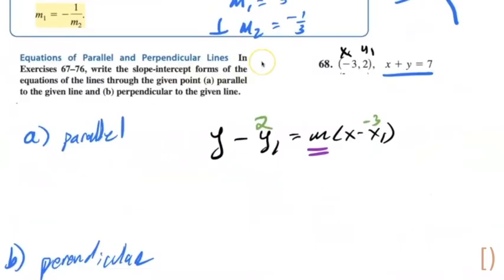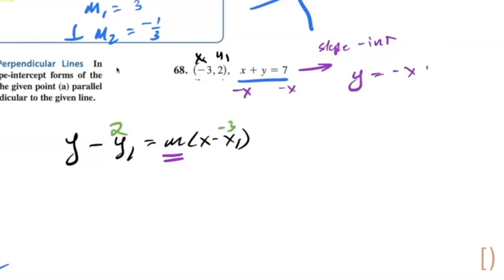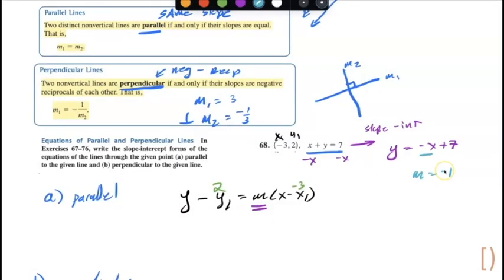First step here is put this in slope-intercept form. We're going to get y by itself. Subtract that x from both sides, and we get y equals negative x plus 7, which makes our slope negative 1. In this case, we want it to be a parallel slope. Parallel means the exact same slope. They have the same slopes, and use that slope, negative 1.